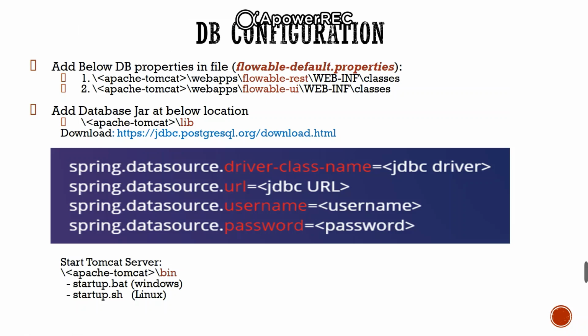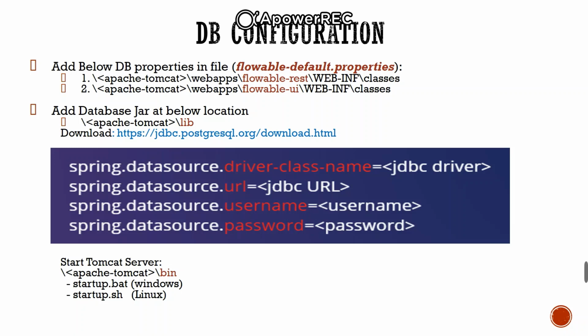So to start with our first step, where we are going to change the database properties, I will divide it into three subsections. First, you can go to the Apache Tomcat webapps folder, and there you will find the Flowable REST and Flowable UI folders. Within that, there is a WEB-INF classes folder. You will find flowable-default.properties. There you need to change the default DB configurations. You need to give the data source driver class, URL, username and password of your database.